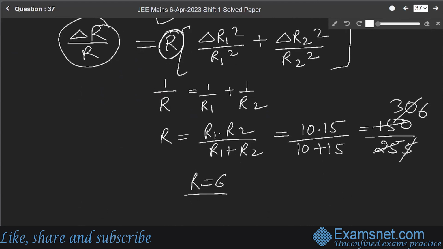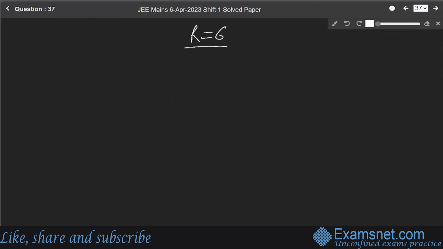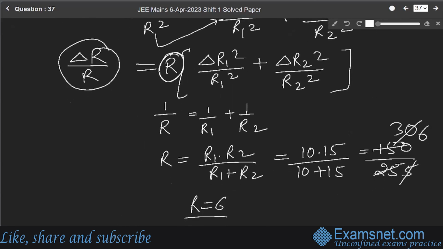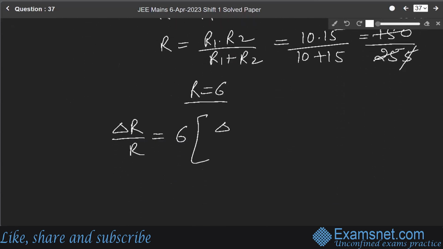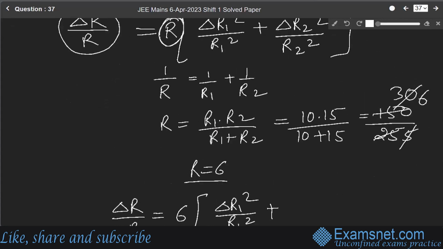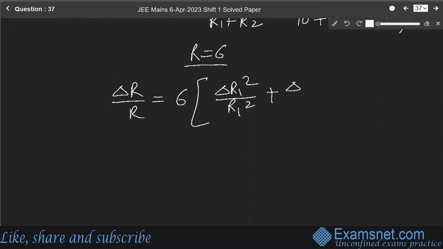So putting this value of R in this equation, delta R over R will be equal to 6 into delta R1 square over R1 square plus delta R2 square over R2 square.